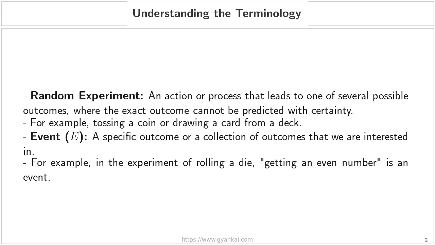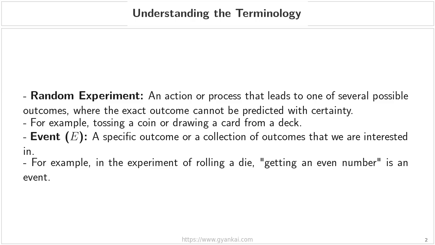Next, we need to define what an event, which we denote with the capital letter E, actually is. An event is a specific outcome, or perhaps a collection of outcomes, that we are specifically interested in studying. To put this into perspective, let's look at the experiment of rolling a die. While the die could land on any number from 1 to 6, if we decide we are only looking for getting an even number, then that specific group of outcomes, 2, 4, and 6, is what we call our event.